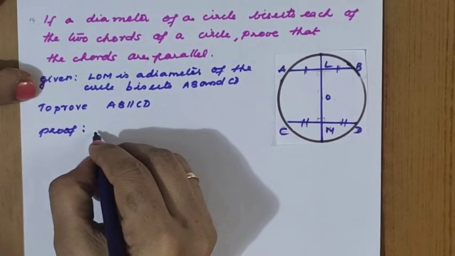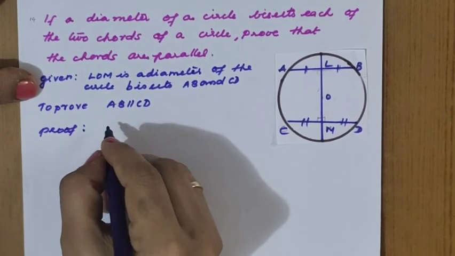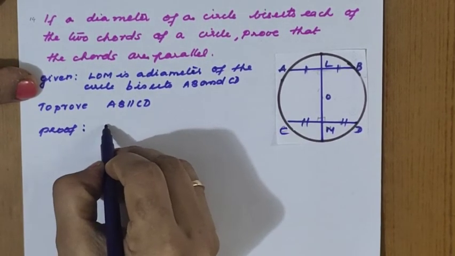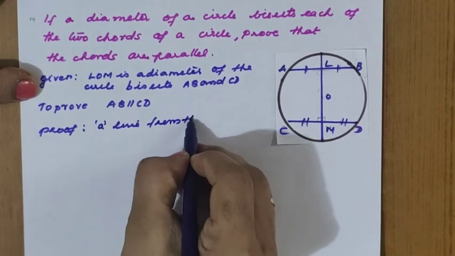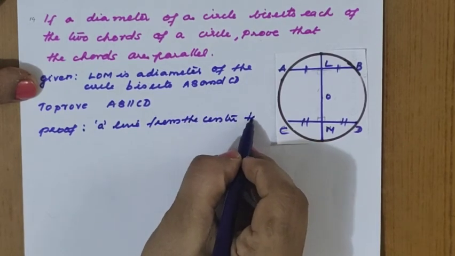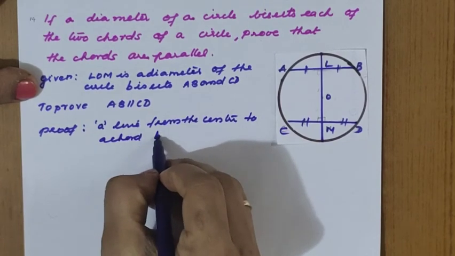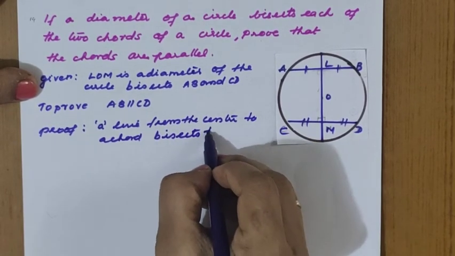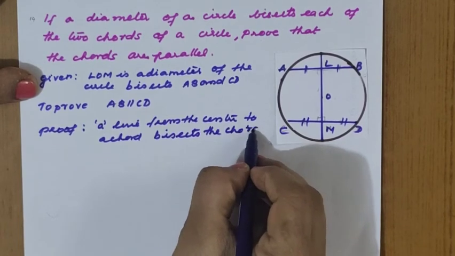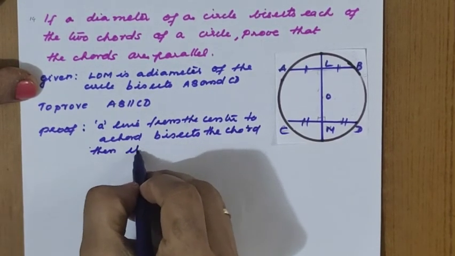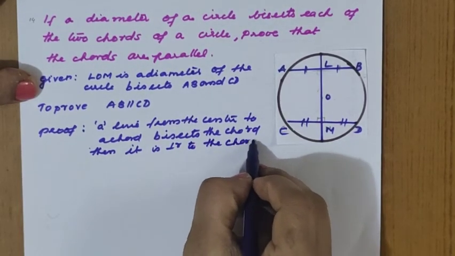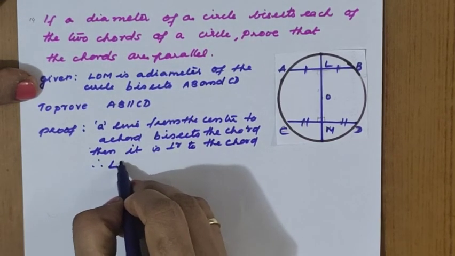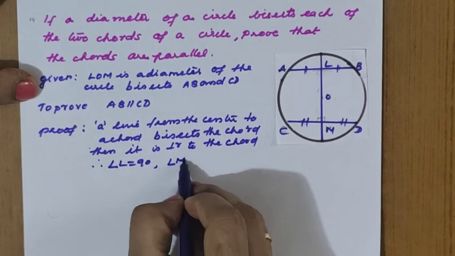If a line from the center of the circle bisects the chord, then it is perpendicular to the chord only. What the statement says is that a line from the center to a chord bisects the chord, then it is perpendicular to the chord. That means angle L equal to 90, angle M equal to 90.